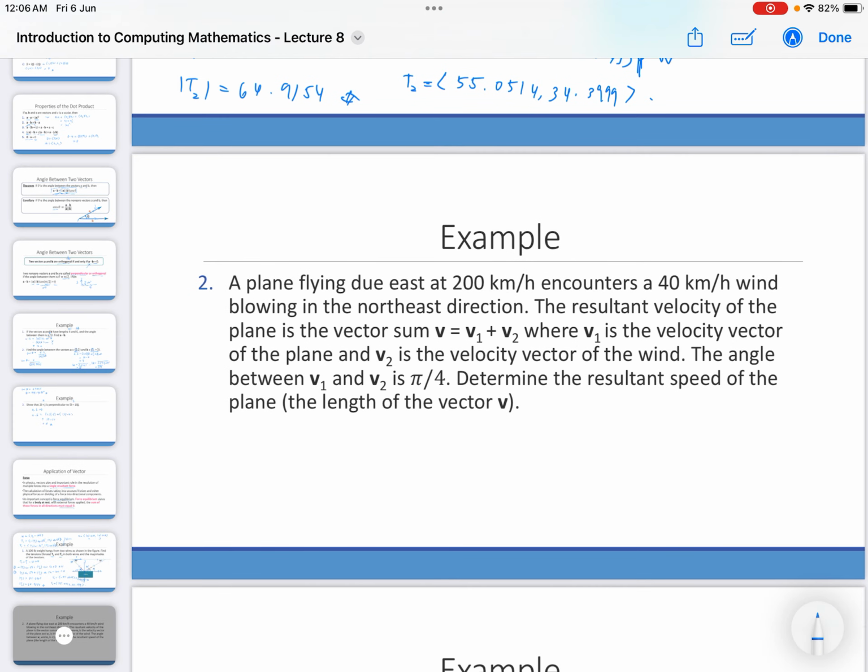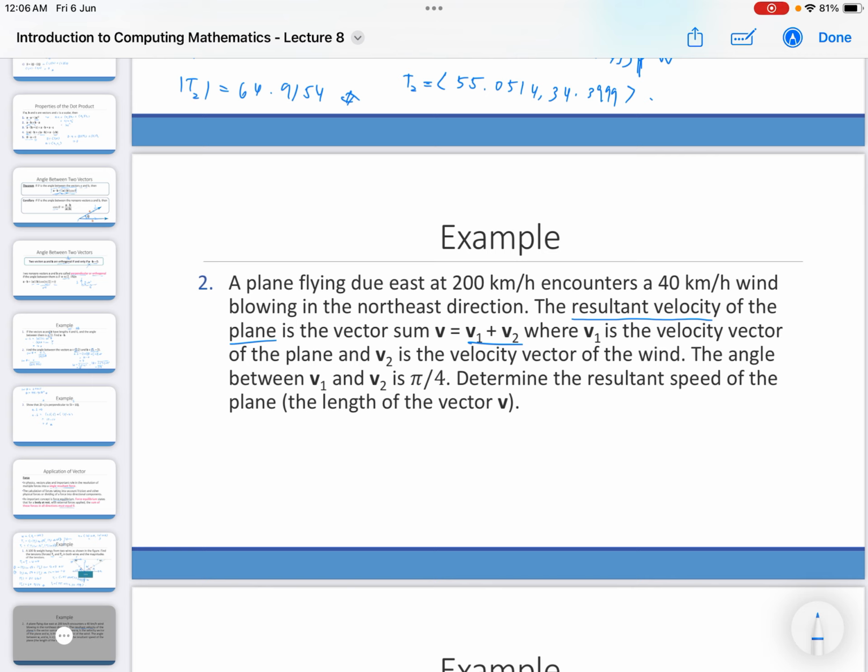Okay, another application for vector is the resultant velocity. So this is an example for resultant velocity. A plane flying due east at 200 km per hour encounters a 40 km per hour wind blowing in the northeast direction. So the resultant velocity of the plane is the vector sum v1 plus v2, where v1 is the velocity vector of the plane and v2 is the velocity vector of the wind.